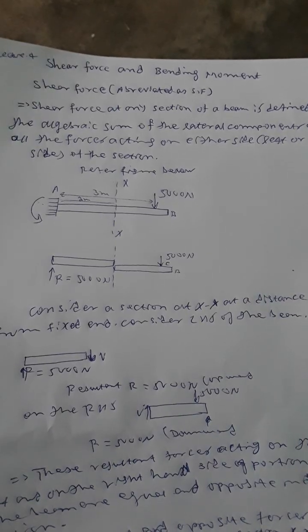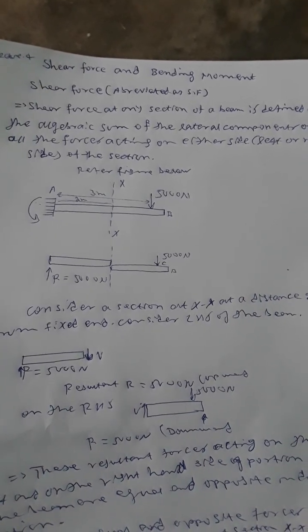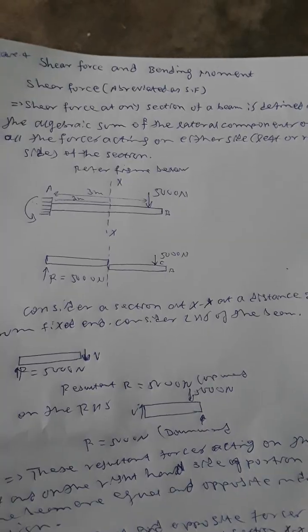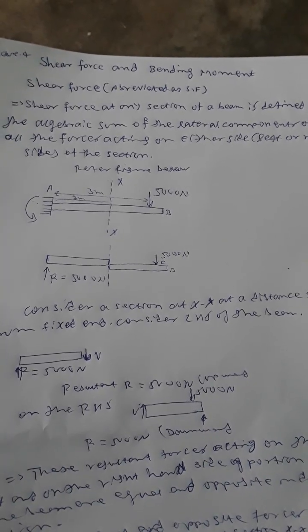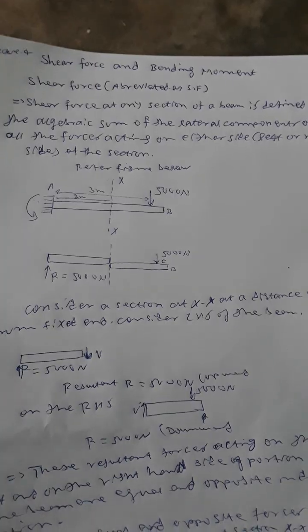Shear force at any section of a beam is defined as the algebraic sum of the lateral components of all forces acting on either side, left or right side of the section. Refer to this.